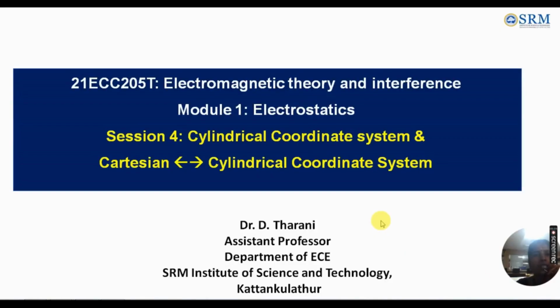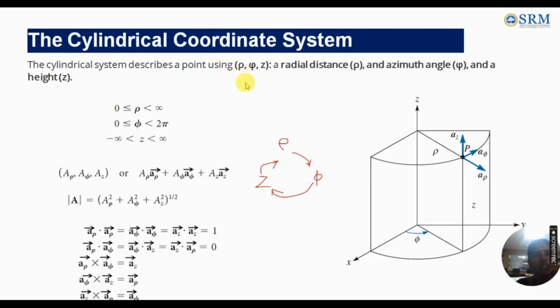Today's session we will be discussing the cylindrical coordinate system and the transformation between Cartesian and cylindrical coordinate systems. So let us understand how to define cylindrical coordinate points. The radius of the cylinder is denoted as rho, the angle that the radial distance makes with the x-axis is phi, and the height of the cylinder is z.